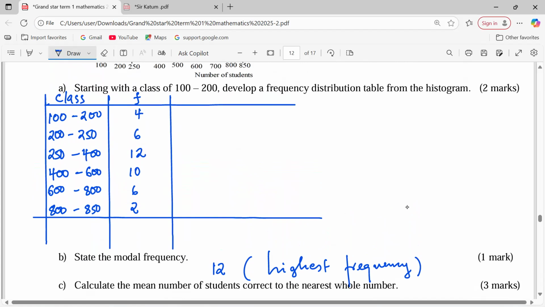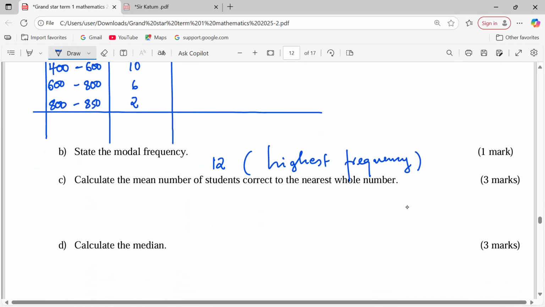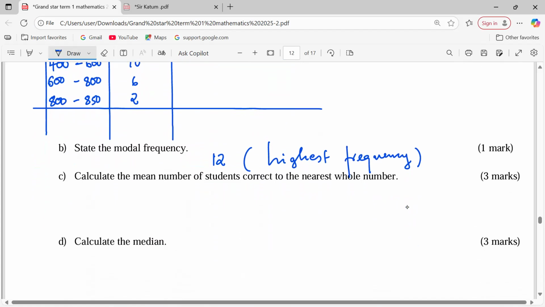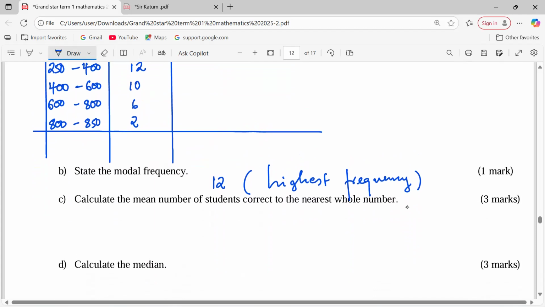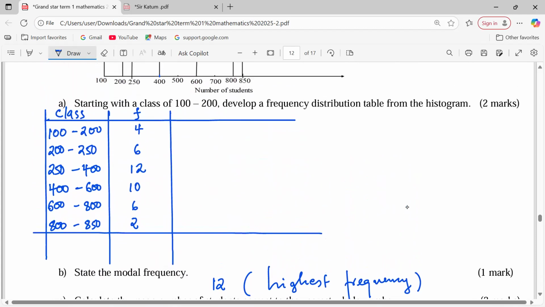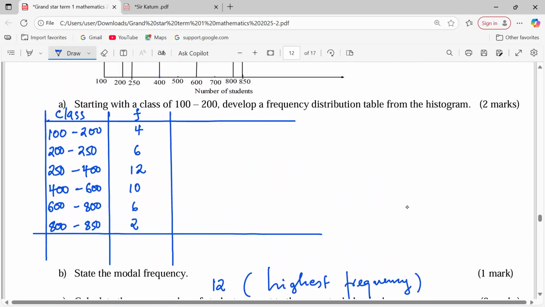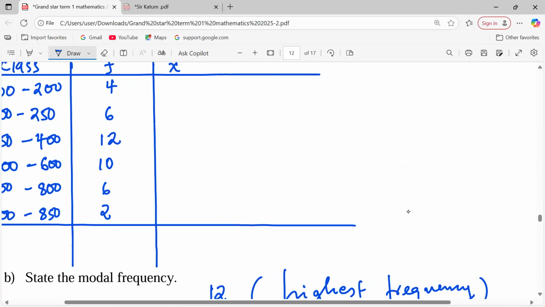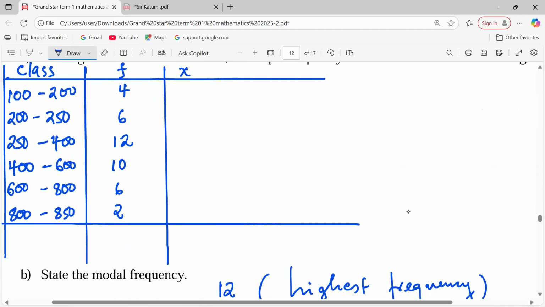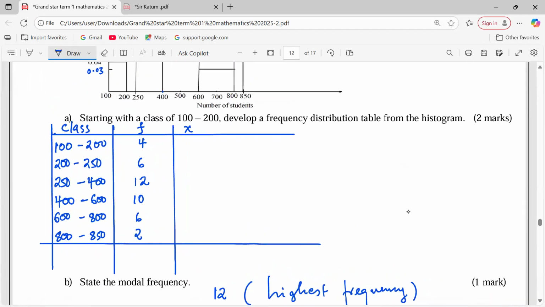The next, ladies and gentlemen, is to calculate the mean number of students correct to the nearest whole number. For us to get the mean, each class is represented by its own midpoint. So the midpoint of the first class, the class runs from, sorry, I'm trying to adjust my screen.